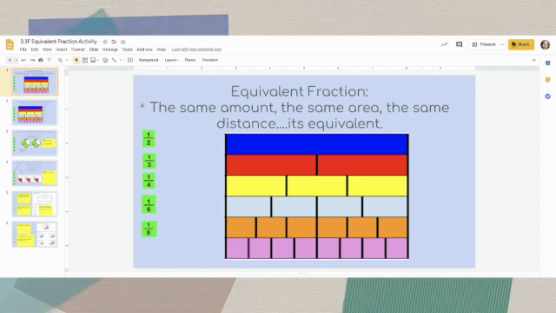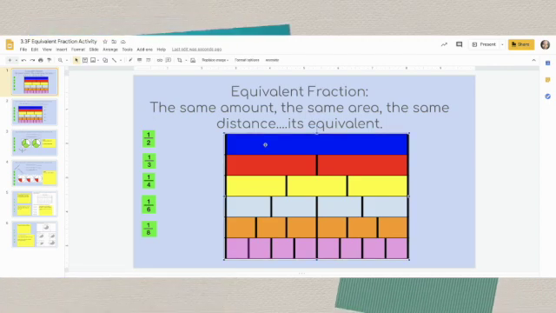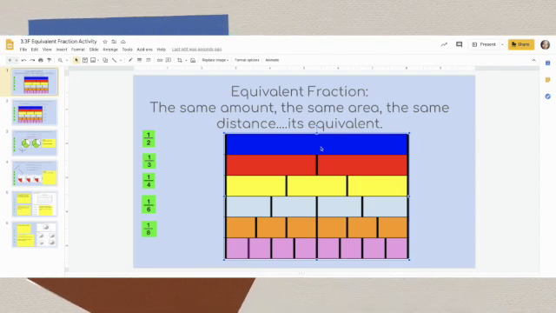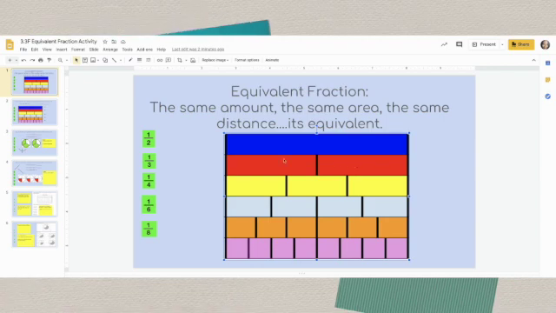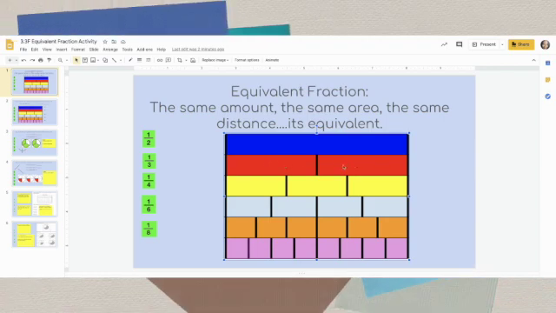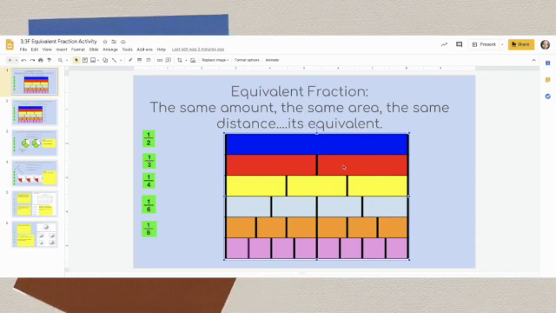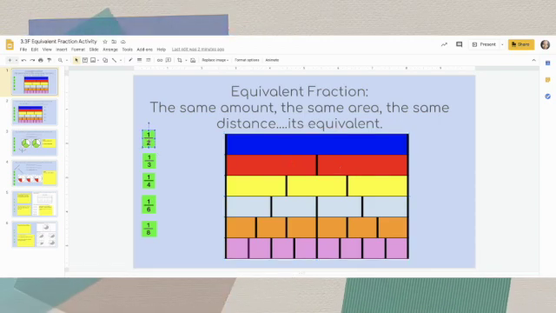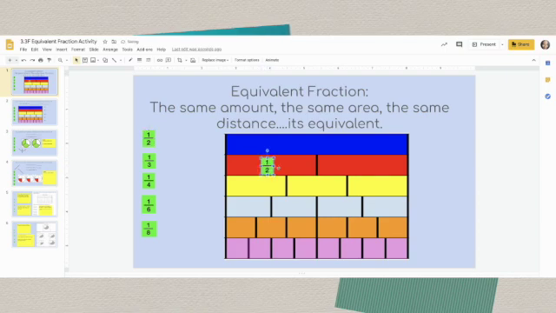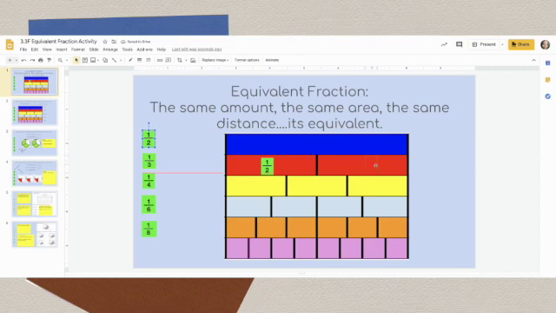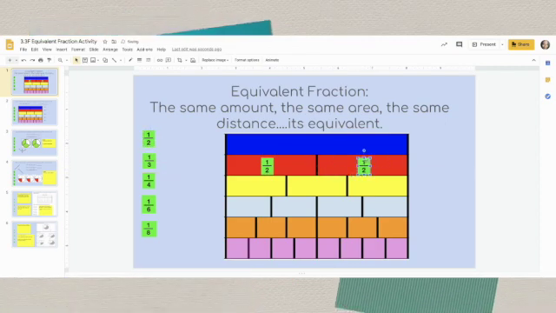It's equivalent. All right, so the blue part in our fraction strips represents the whole. When we partition the whole into two equal parts, we call those halves. And we need to label them with our unit fractions. So this one part would be 1/2, and this one part would be 1/2.